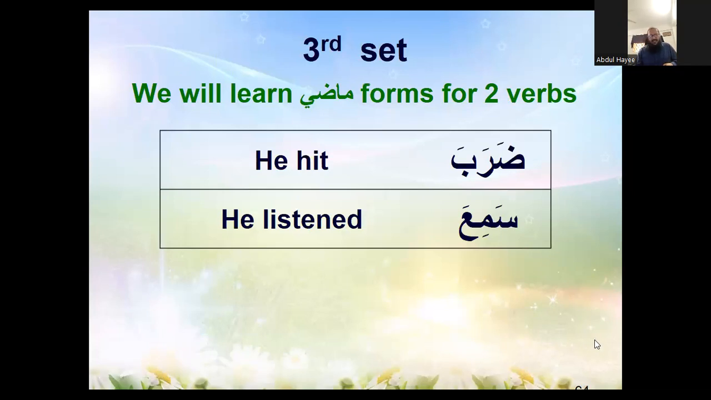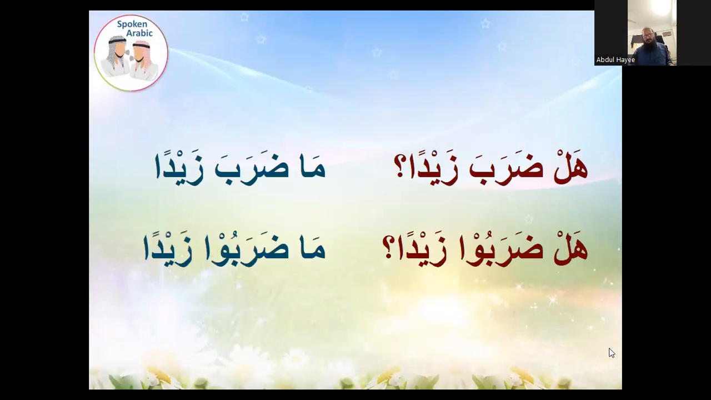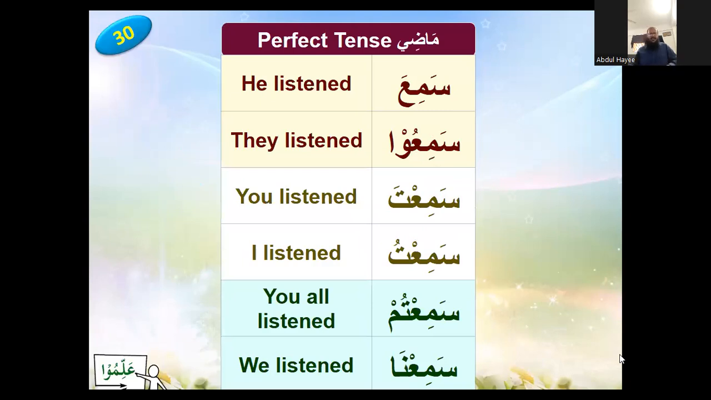The last ones are daraba and sami'a. Daraba has one table. Daraba, he hit. Darabu, they hit. Darabta, you hit. Darabtu, I hit. Darabtum, you all hit. Darabna, we hit. Darabat, she hit. The last one was sami'a: sami'a, he listened; sami'u, they listened; sami'ta, you listened; sami'tu, I listened; sami'tum, you all listened; sami'na, we all listened; sami'at, she listened.